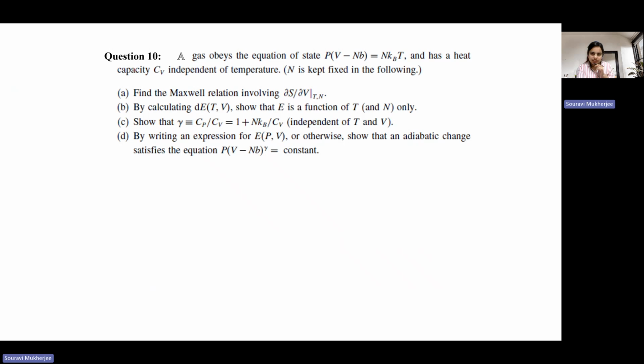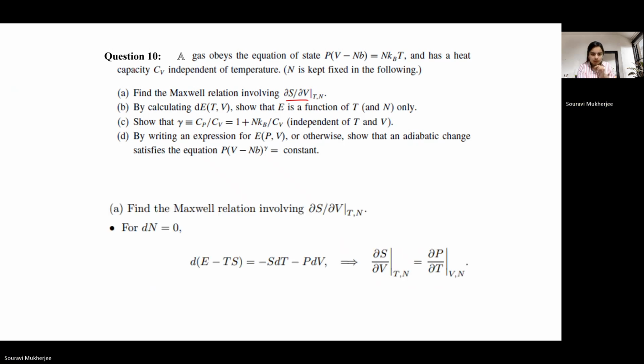So, how do you address this? See, the Maxwell's relation is independent of what equation of state is provided, right? That's always true. So, if you want to find the expression of del S del V, you can start with the right thermodynamic potential, and that will give you the answer. Okay, T and N are constant, and you want to find del S del V.